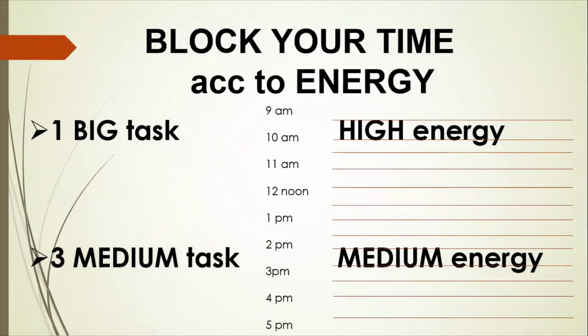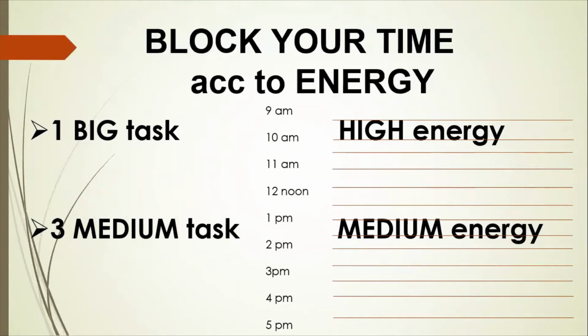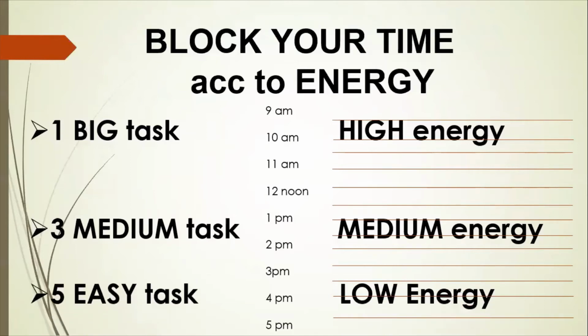Then the 3 medium tasks should be assigned the medium energy level timings, which are majorly afternoon timings, because after spending our morning time, we are low on our energy. These 3 medium tasks will also have to be taken care of before 4 o'clock. Then 5 easy tasks after 4 o'clock when we are low on our energy. This will help us to complete our maximum required tasks in a day, and if needed, the postponement or rescheduling will happen for the low energy tasks.